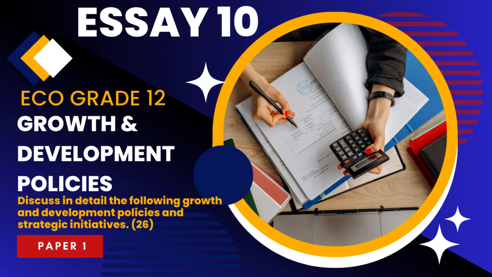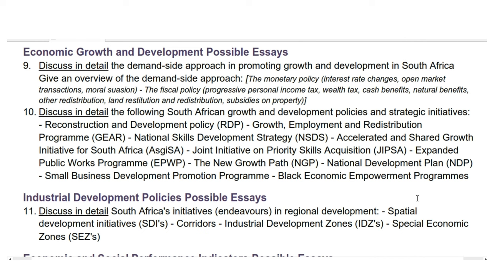Essay number 10. Discuss in detail the following South African growth and development policies and strategic initiatives. A. Reconstruction and Development Policy, RDP. B. Growth, Employment and Redistribution Program, GEAR. C. National Skills Development Strategy, NSDS. D. Accelerated and Shared Growth Initiative for South Africa, ASGISA. E. Joint Initiative on Priority Skills Acquisition, JIPSA. F. Expanded Public Works Program, EPWP. G. The New Growth Path, NGP. H. National Development Plan, NDP. I. Small Business Development Promotion Program. J. Black Economic Empowerment Programs.